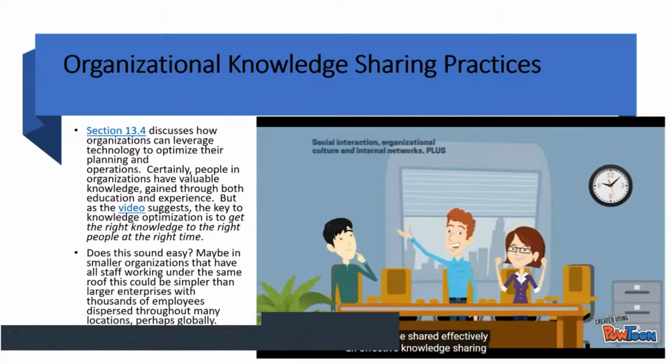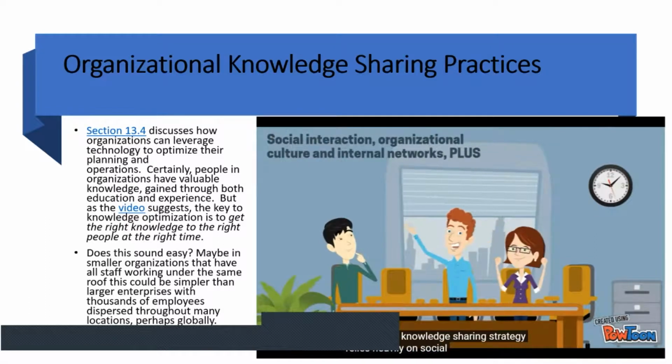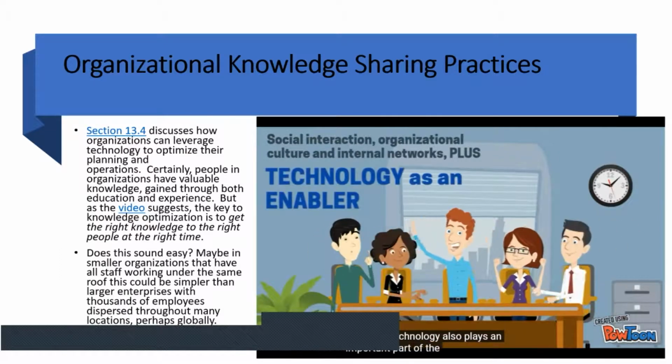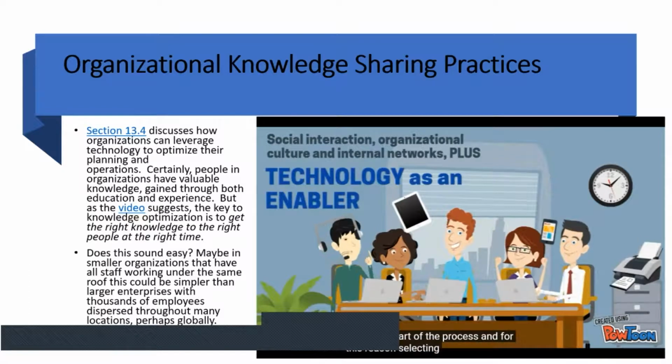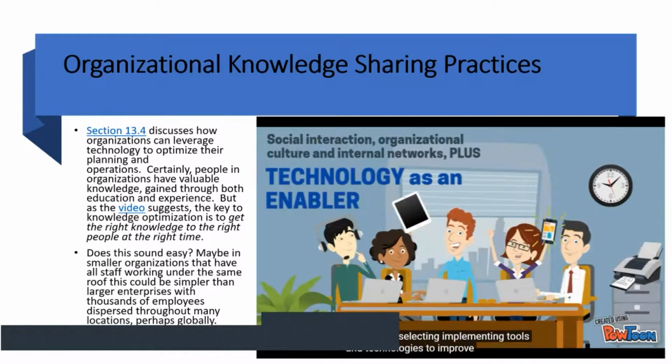An effective knowledge-sharing strategy relies heavily on social components such as organizational culture and internal networks. Technology also plays an important part of the process, and for this reason, selecting and implementing tools and technologies to improve the flow of knowledge should be carefully considered.